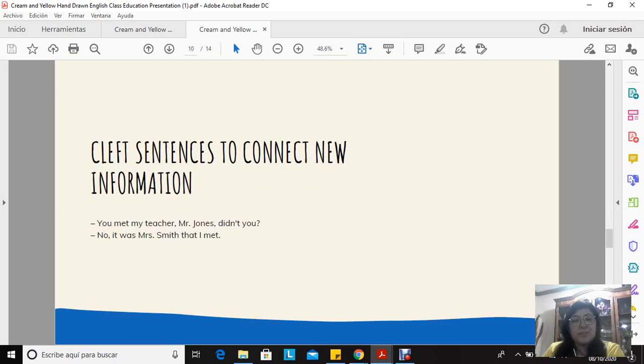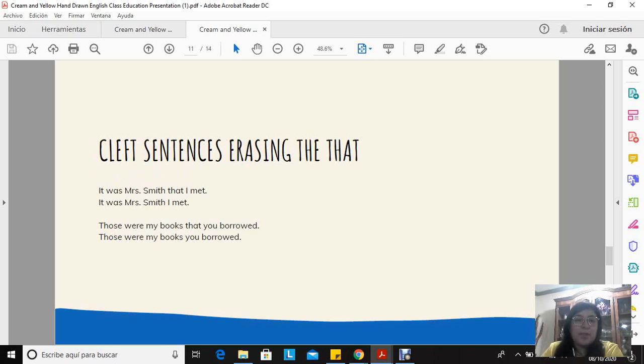Now, cleft sentences to connect new information. In the question, "You met my teacher, Mr. Jones, didn't you?" the answer, "No, it was Mrs. Smith that I met." In this case, our answer is providing more information to the person. A simple answer would be "No, I didn't," but here we're providing more information than they require.